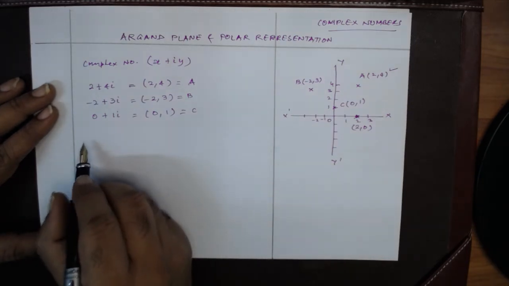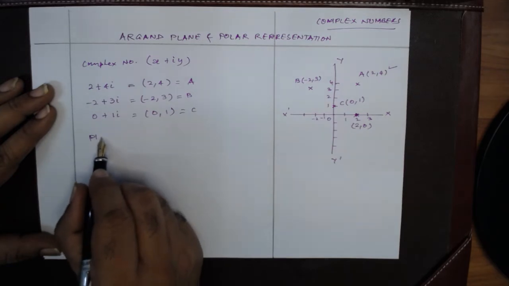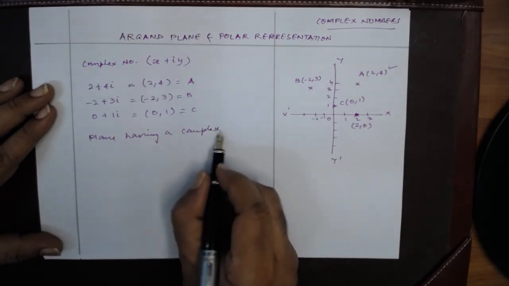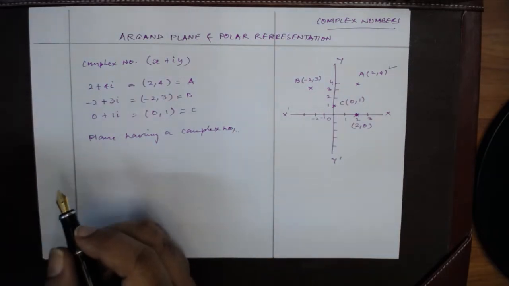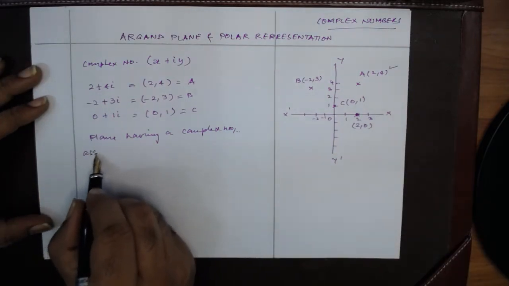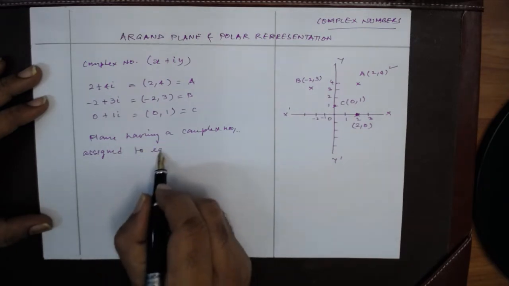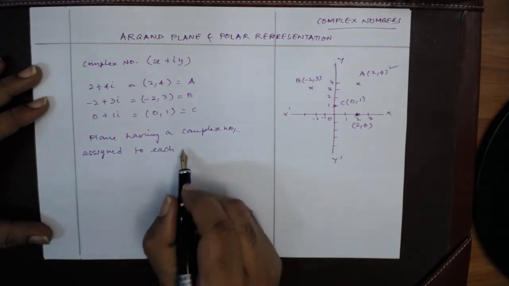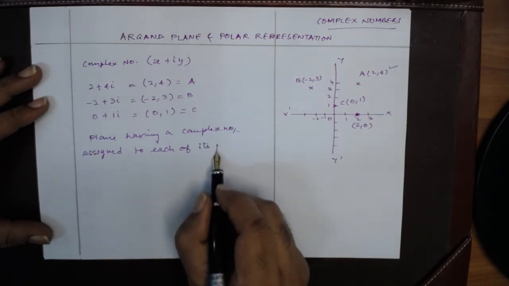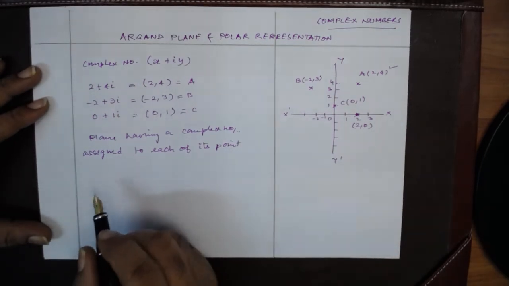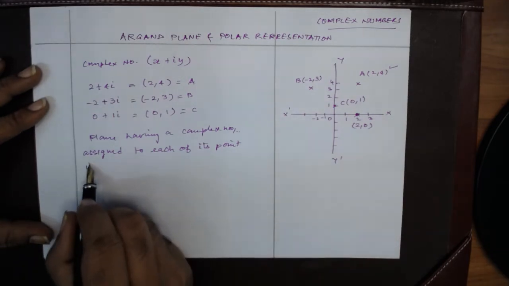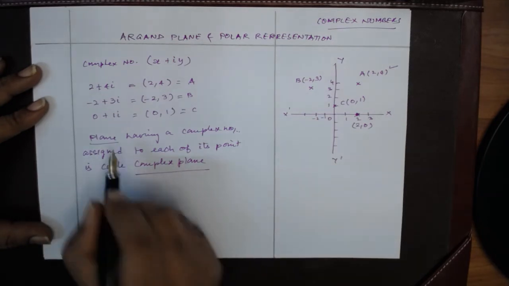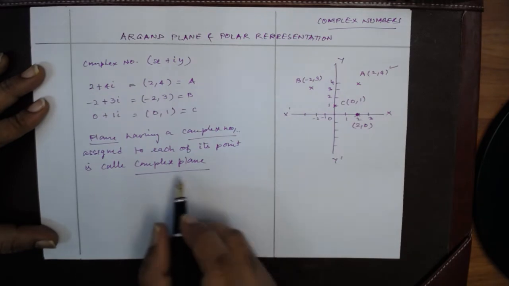So the plane having a complex number assigned to each point, as indicated here as A, B, C, each of its points, is called the complex plane. It's also called the Argand plane.